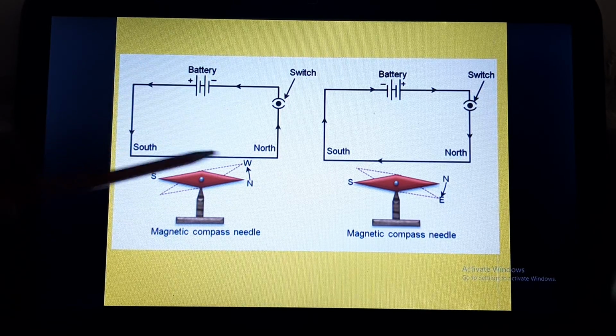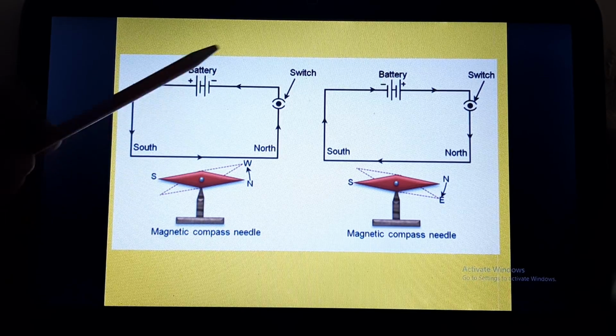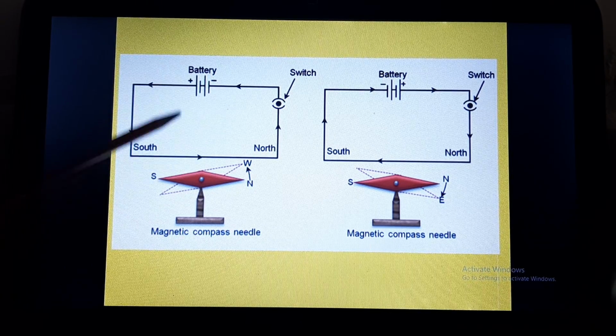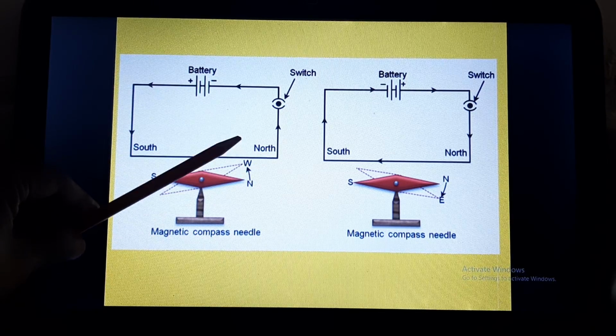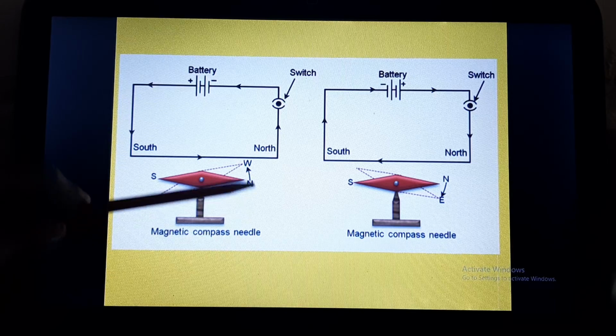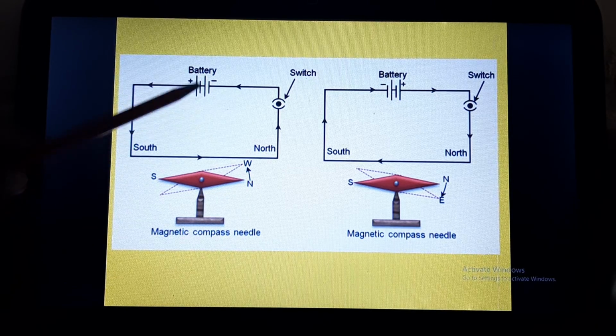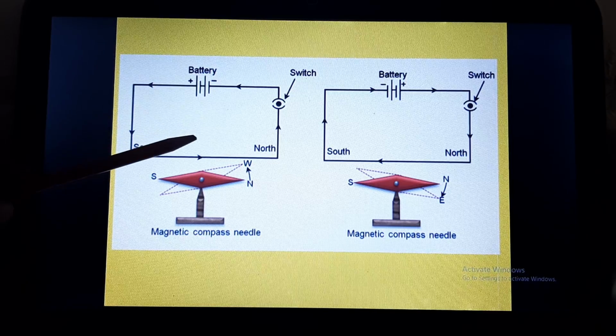But when this current starts flowing, what will happen? Because the current is flowing, it is producing a magnetic field around it, and under the influence of this magnetic field, this magnetic compass needle will deflect, or it will change its position. So this shows that it has a magnetic effect. Whenever current flows through a wire, it creates a magnetic field.